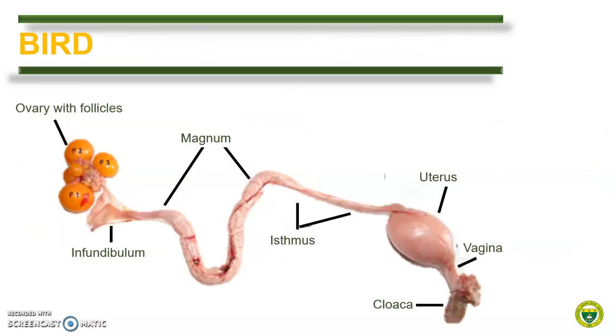Now let us study the anatomy of the reproductive tract of a female bird. It is good to highlight that during development, birds have paired structures, but in most species, only the left side reaches functional maturity and the right-sided structures rapidly regress after hatching. Here is the reproductive tract of a hen.